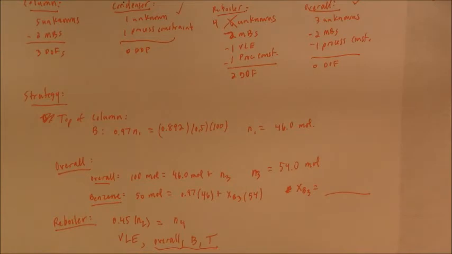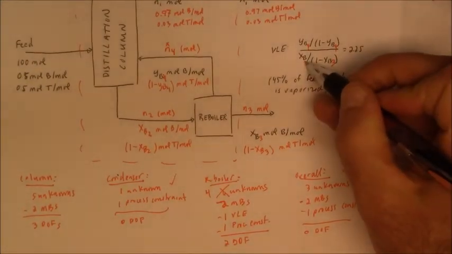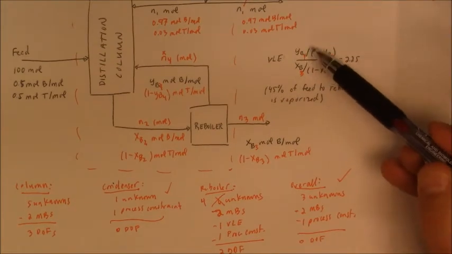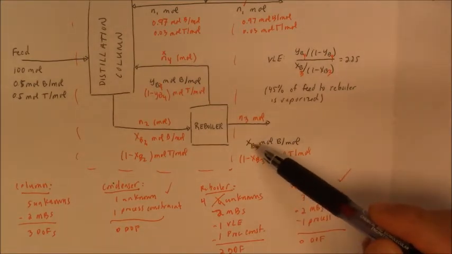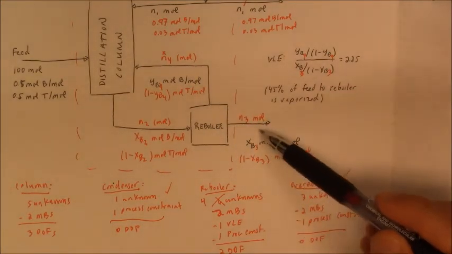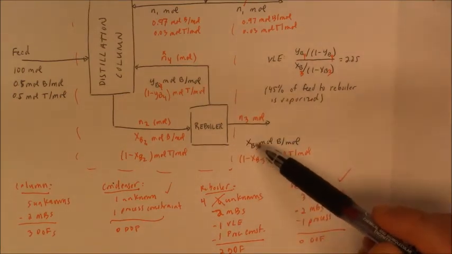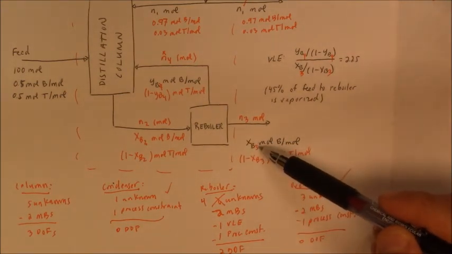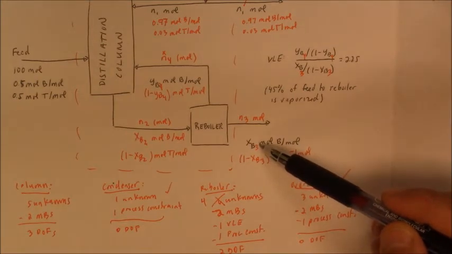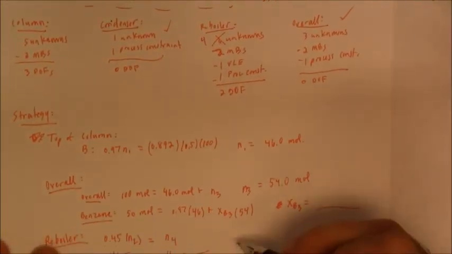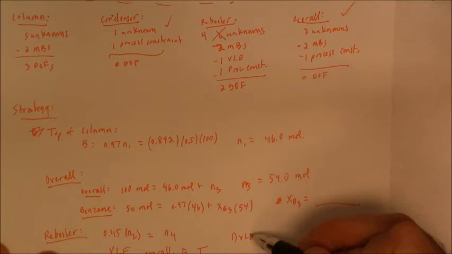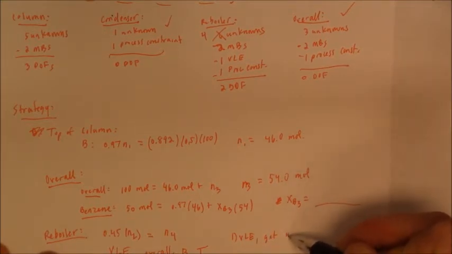So here I'm going to look for equations that have only one unknown in them. So if we go back to our equilibrium expression shown up here, we know that YB4 is in equilibrium with the liquid, so the liquid and the vapor exiting the reboiler have to be in equilibrium. Because we already solved for XB3 from the overall process, my strategy is down here, first I'm going to use VLE and I'm going to get YB4.